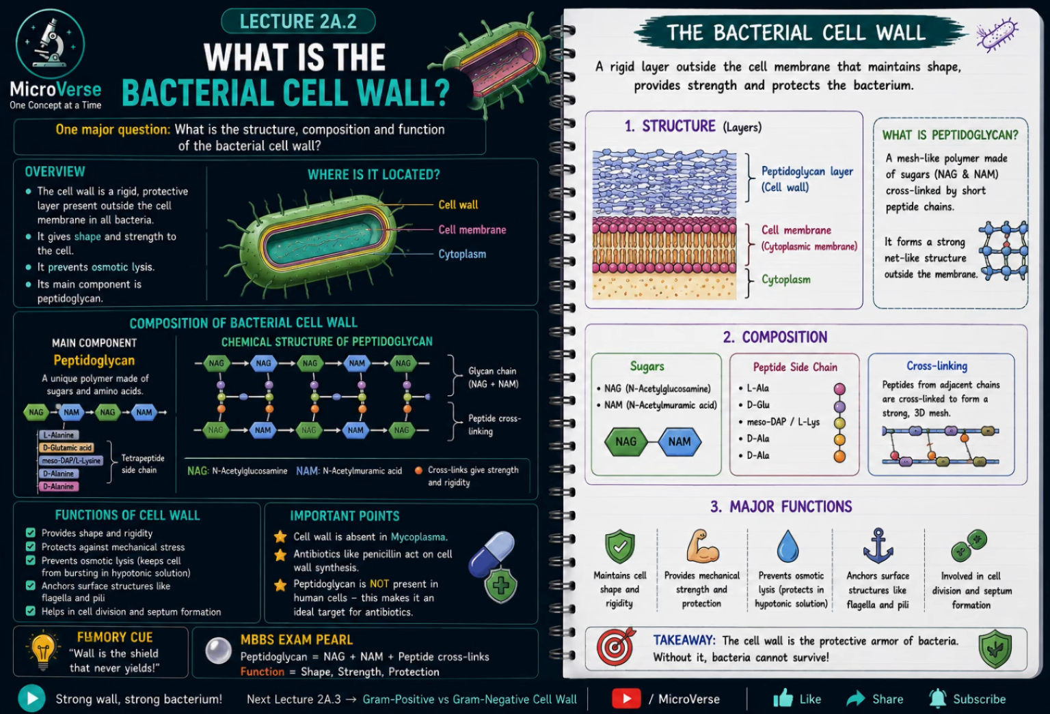But there is an important difference between the bacterial groups. Is the cell wall of a gram-positive bacterium the same as that of a gram-negative bacterium? Not at all. In the next lecture, we will compare their structure and understand why gram-positive and gram-negative cell walls are different.